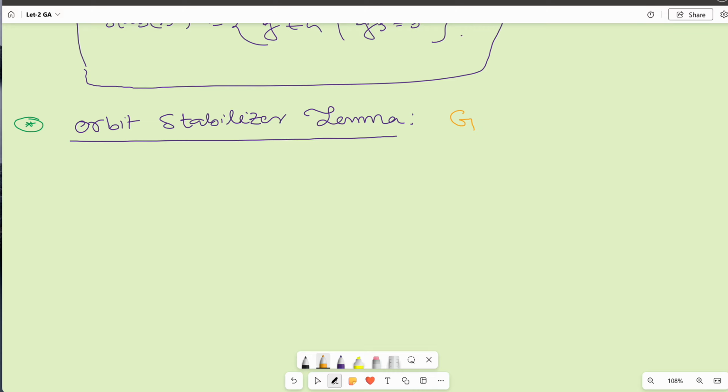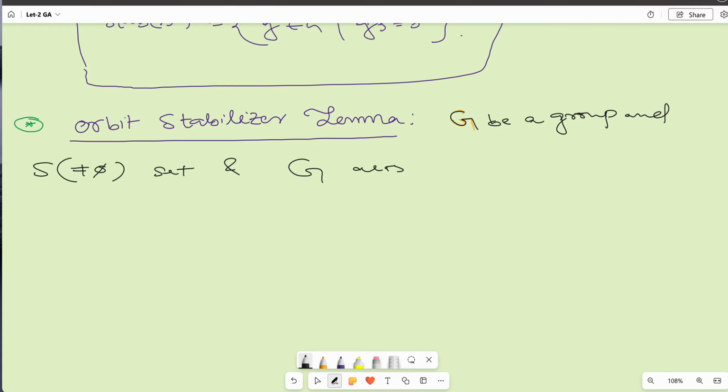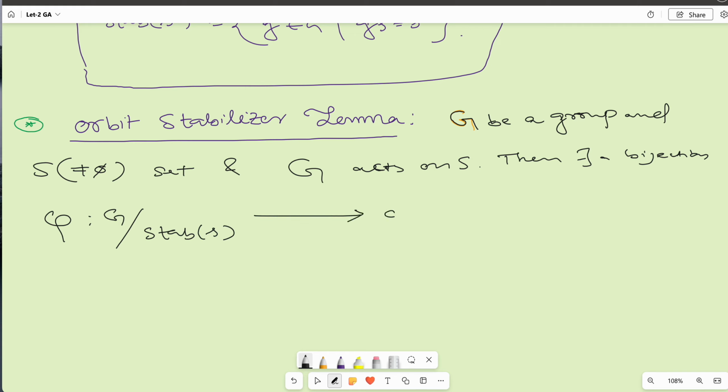Let G be a group, and S be a non-empty set, and G acts on S. Then there exists a bijection phi from G mod Stab S to the orbit of S. So G is a group and S is a non-empty set, G is acting on S, and there exists a bijection phi from G mod Stab S to the orbit of S.